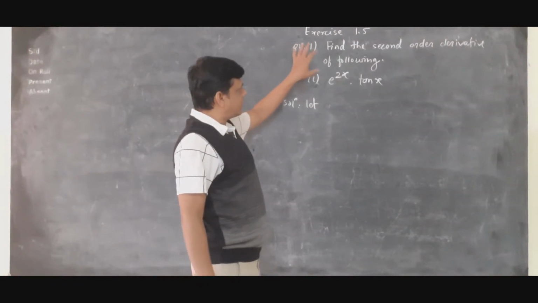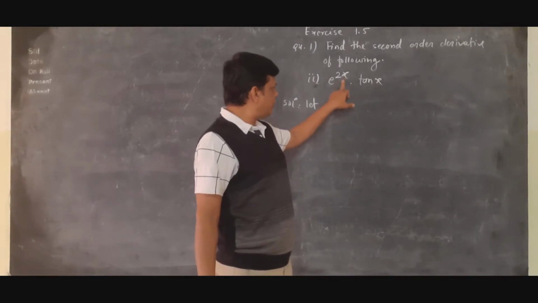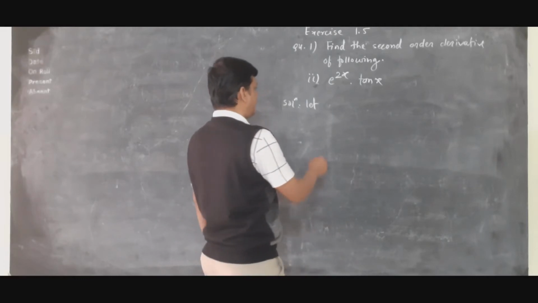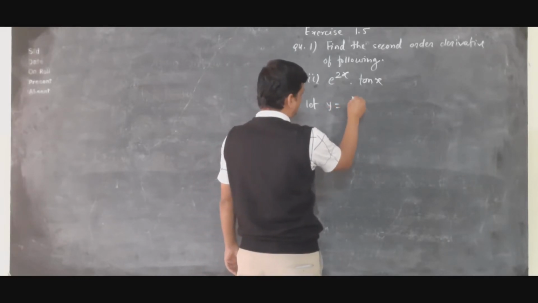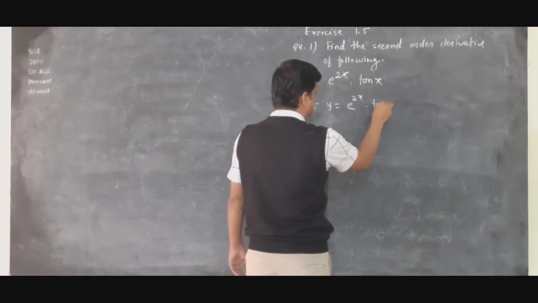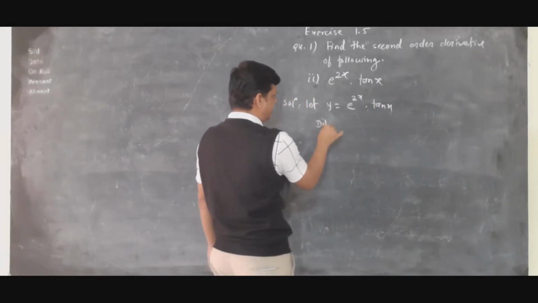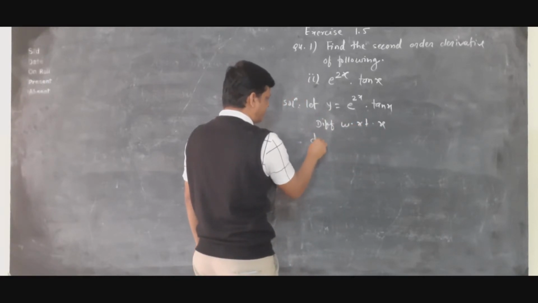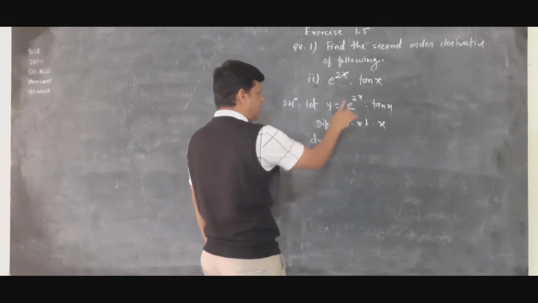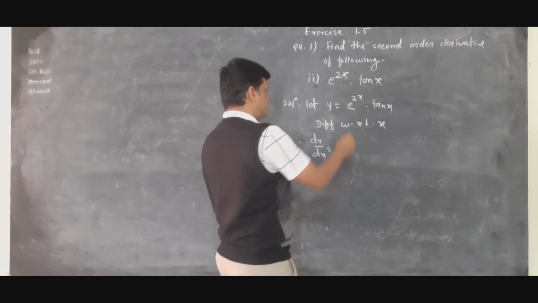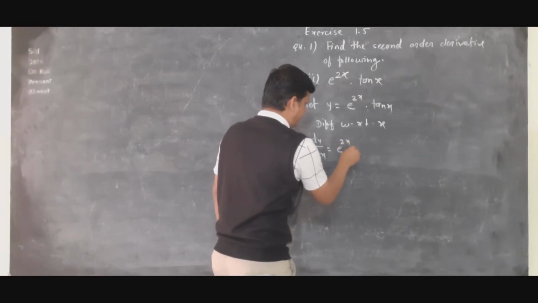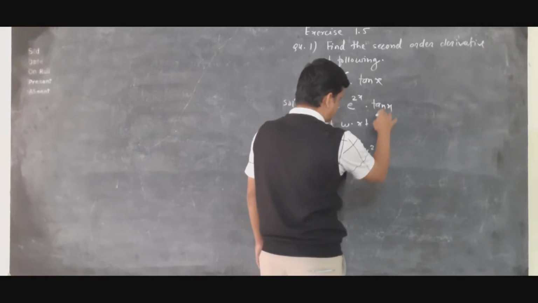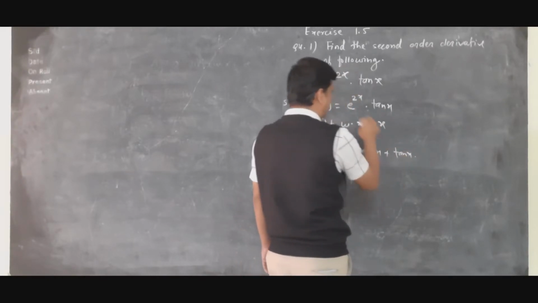Now see second sub question, e raised to the power 2x into tan x. Here we have to apply product rule. So write in solution, let y is equal to e raised to the power 2x into tan x. Differentiate with respect to x. Derivative of y with respect to x, we write dy by dx. Here we have to apply product rule. So first function into derivative of second. So derivative of tan x, we get sec square x, plus tan x into derivative of first.